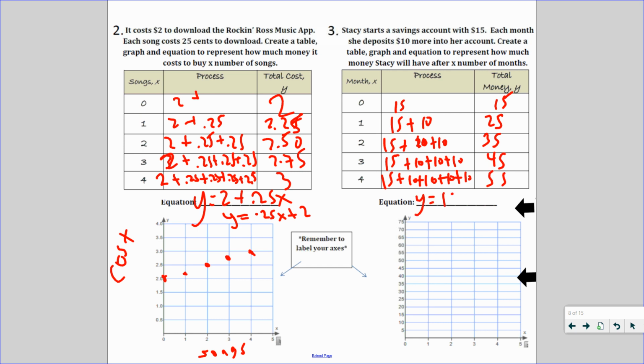What do you think the equation is? y equals 15 plus what? It's $10 per month, each month. So 15 plus 10x, or y equals 10x plus 15.